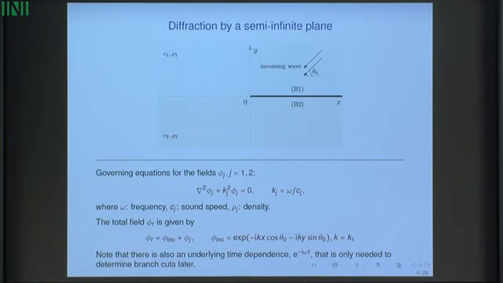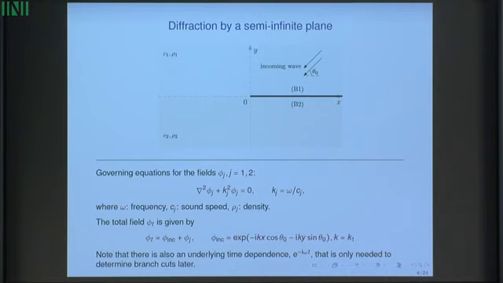The problem which has motivated our work is, as I mentioned, diffraction by a semi-infinite plane. We have this semi-infinite plane here, and an incoming wave at an angle θ naught. I'm using c1 and rho 1, c2 and rho 2 in the upper and lower half planes respectively. The cj's are the sound speeds, and the rho j's are the densities. So we are assuming two different media in the upper and lower half plane, and also different boundary conditions on the top and bottom sides of the semi-infinite plane.